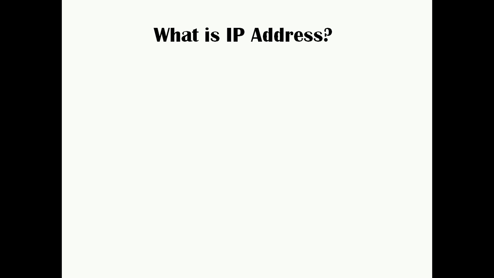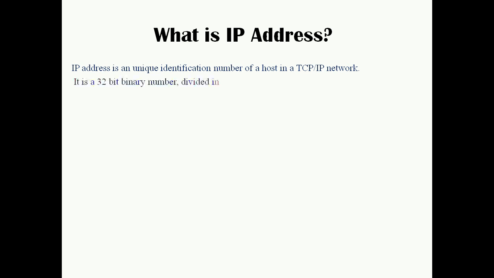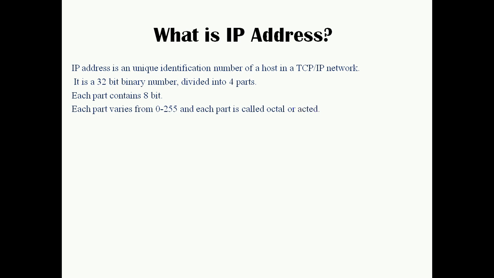If we have to define the IP address, it should be very clear and meaningful. Now, here is the question: what is an IP address? An IP address is a unique identification number of a host in a TCP/IP network. It is a 32-bit binary number divided into 4 parts. Each part contains 8 bits. Each part varies from 0 to 255 and each part is called an octal or octet. Basically, the IP address is represented in decimal value.